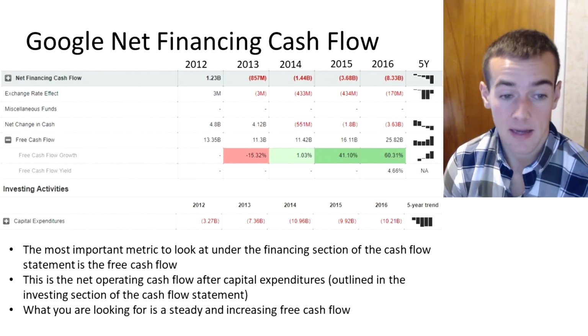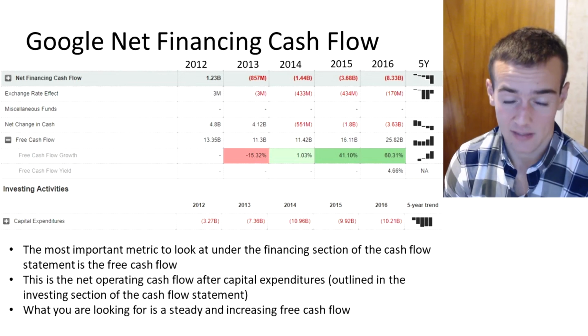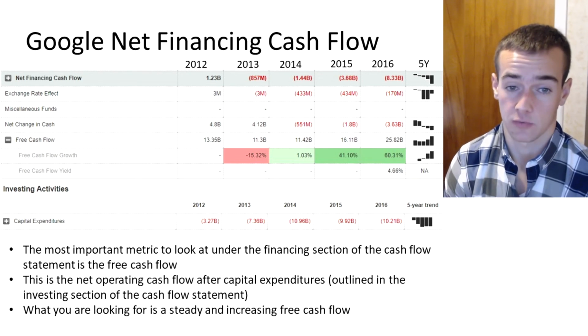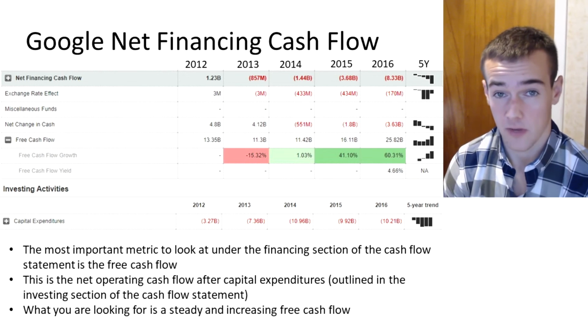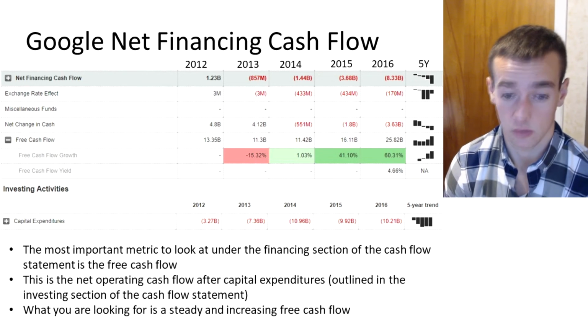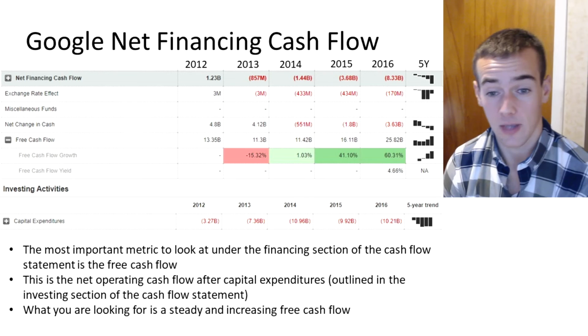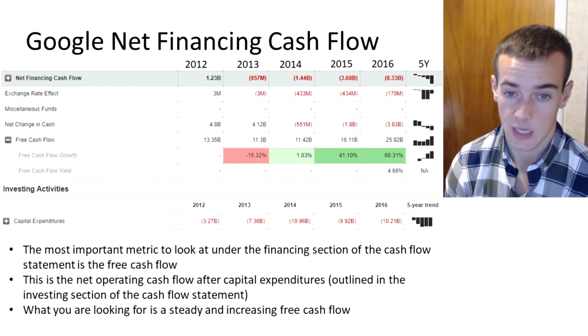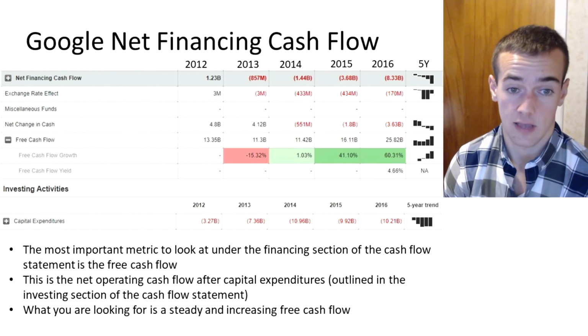So that's what I look for under the investing section of the cash flow statement, is those capital expenditures. So if you take the net operating cash flow and subtract these capital expenditures, that is going to give you the figure known as the free cash flow, which is one of the most important figures to look at under the cash flow statement. And again, as I'm sure you guys have guessed, what we're looking for is steady and increasing free cash flow, and we are definitely seeing that with Google here.